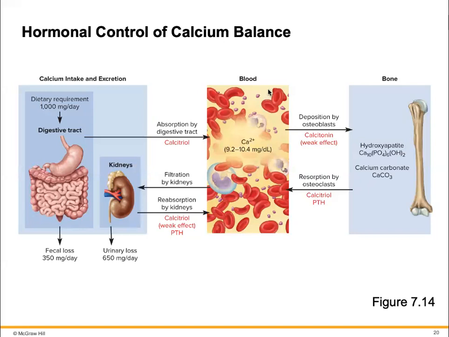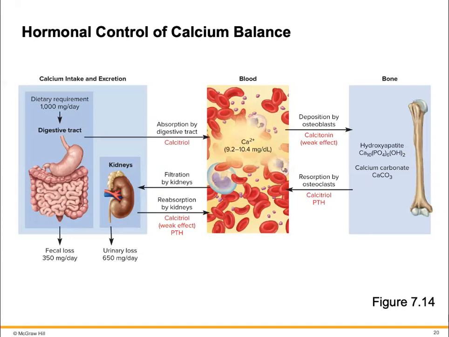So if your levels drop below what they should, we try to get it through our diet, but if you can't get it through your diet, we extract it from our bone. And as far as the kidneys filtering our blood, if you have too much calcium, it gets secreted out our kidneys. But if we don't have enough, calcitriol and PTH both cause the kidney to reabsorb the excess calcium, so that way it stays in our bloodstream. So it's definitely this balancing act.